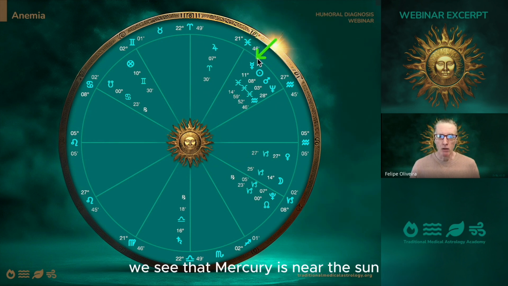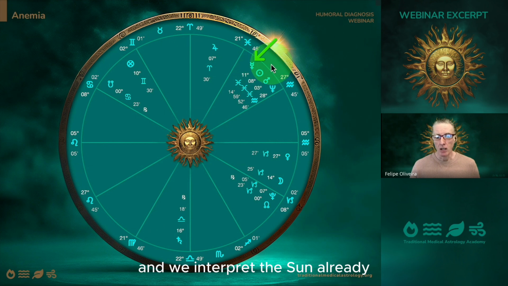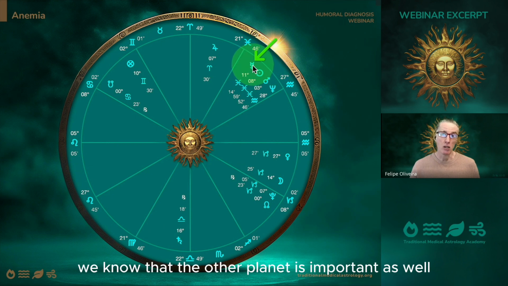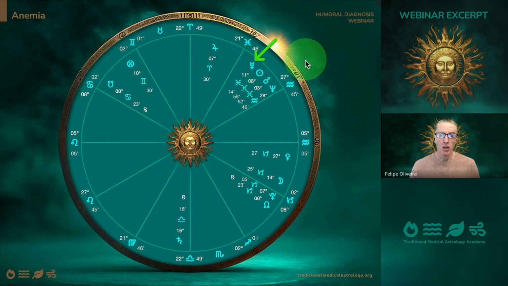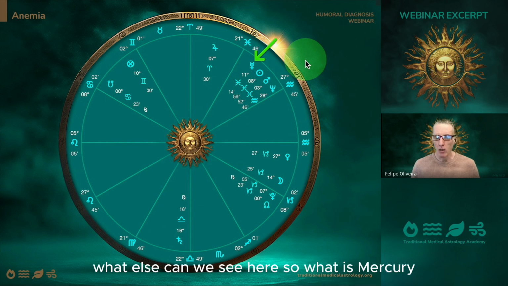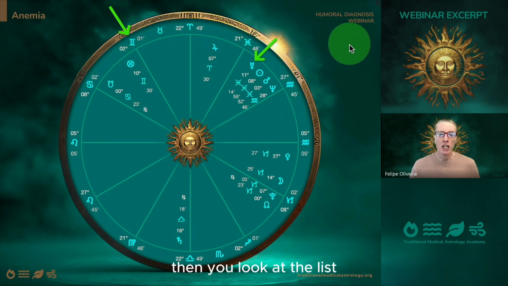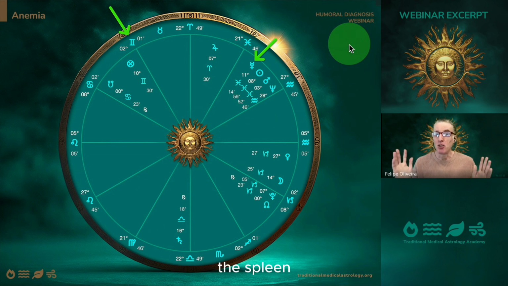We see that Mercury is near the sun. So, and we interpret the sun already. So if there's another planet near an important planet, we know that the other planet is important as well. But how are we going to interpret it? What else can we see here? So what is Mercury? Well, we can look. Mercury rules house 5. Then you look at the list, and house 5 can mean the heart, the liver, the gallbladder, the pancreas, the spleen.